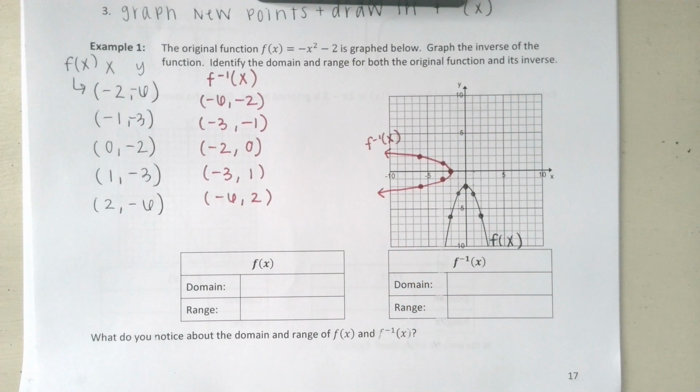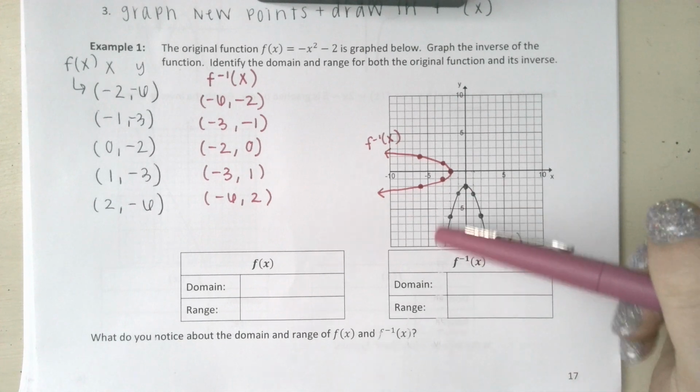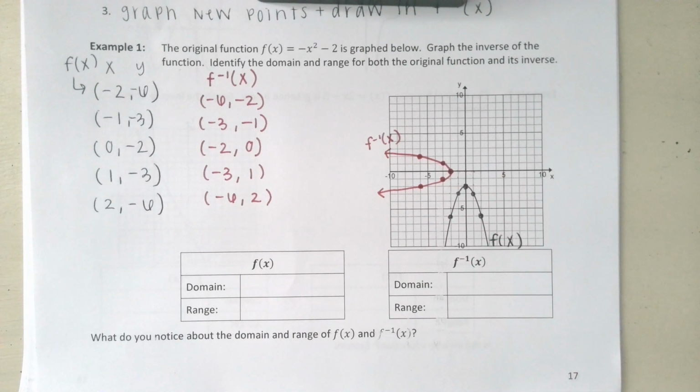Now there's a few things you can look for when you're graphing this inverse. The first thing is that the shape should stay the same. This was a parabola. When I graph that inverse, it is still looking like a parabola. If you end up with kind of a weird looking shape, it probably means that you wrote down one of your points wrong or you didn't flip it correctly.